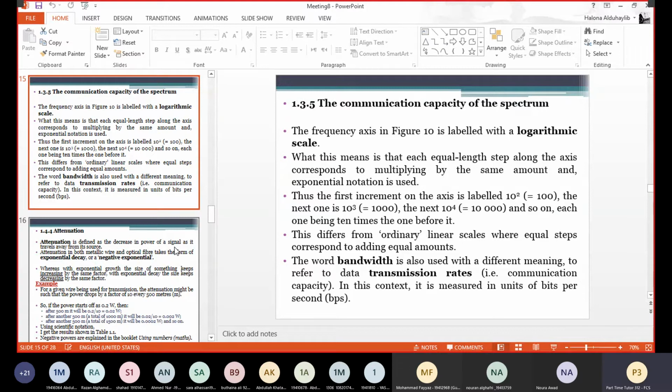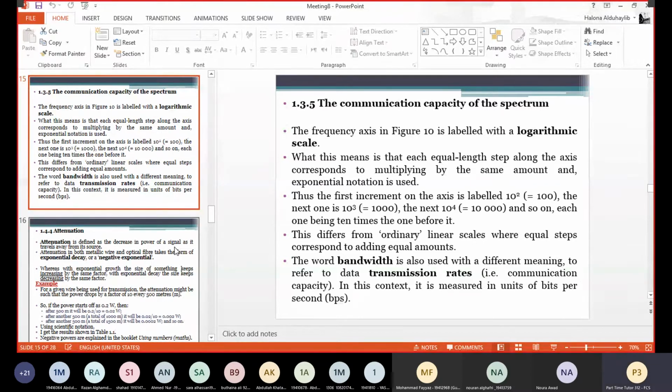The first increment on the axis is labeled 10 to the power 2, which is equal to 100. The next one will be 10 to the power 3. The next one will be 10 to the power 4. As you go up in the power by one, you add one more zero to the number. So you will get 100, 1,000, 10,000, and so on.